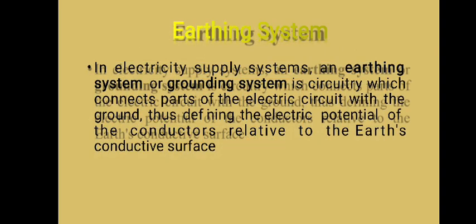Earthing system. In electricity supply systems, an earthing system or grounding system is a circuitry which connects parts of the electric circuit with the ground, thus defining the electric potential of the conductors relative to the Earth's conductive surface.